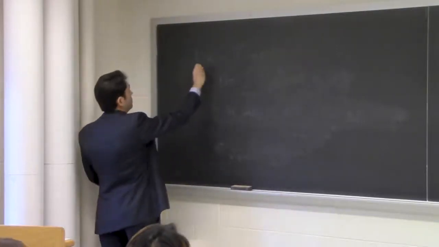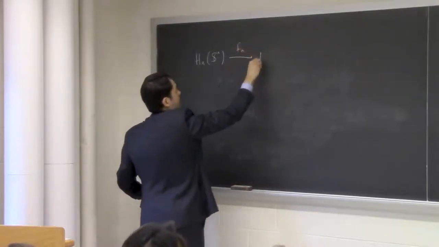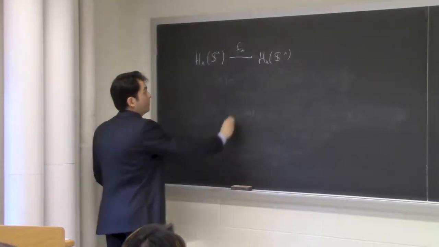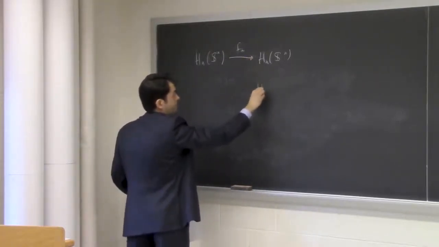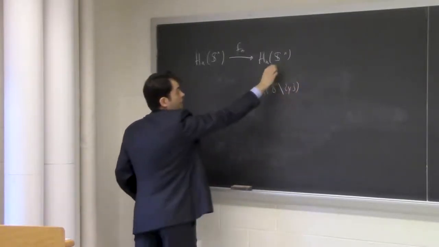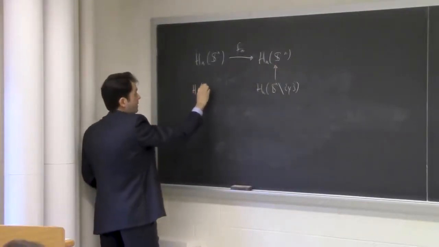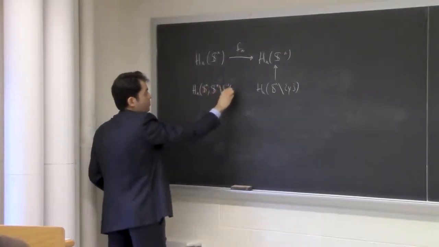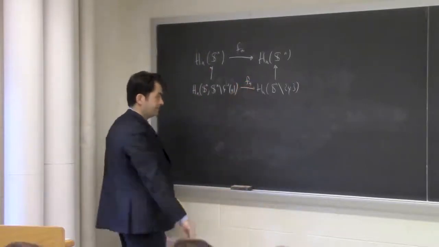Okay, so to get the degree, we should look at the induced map here. Now, we can include the complement of y into here, and include the complement of the inverse image of y into here, and we'll get a commutative diagram.